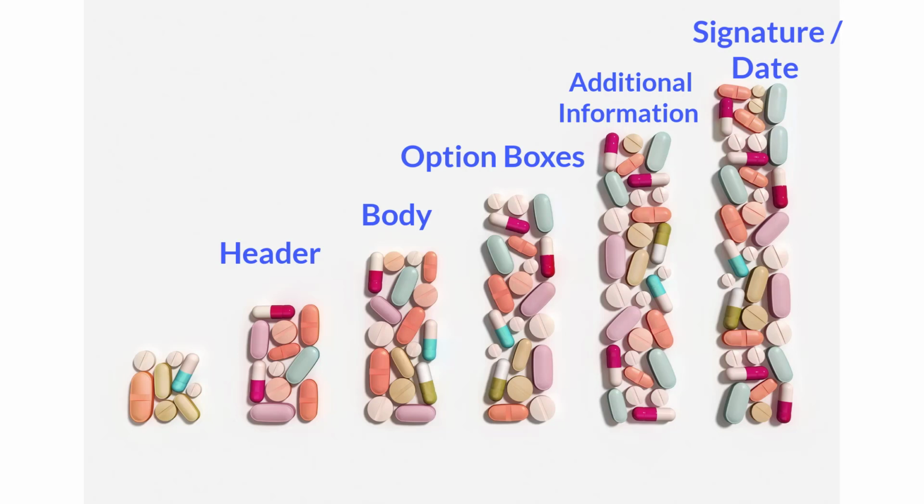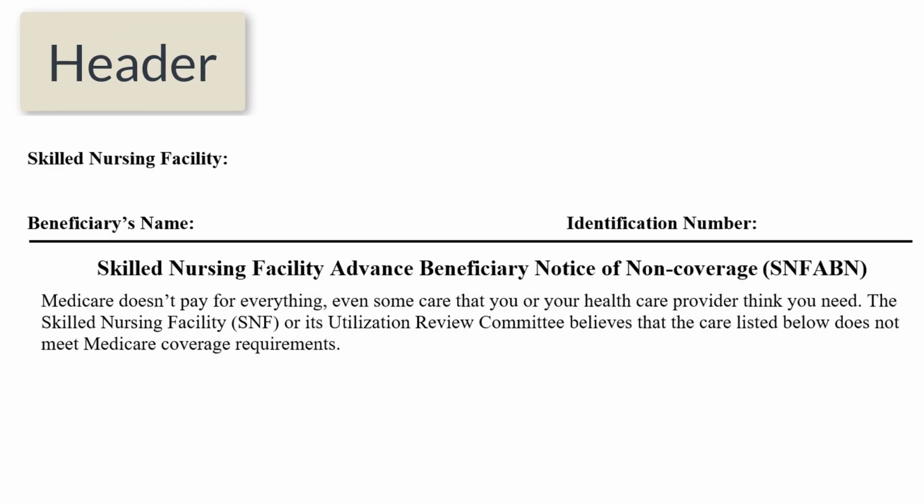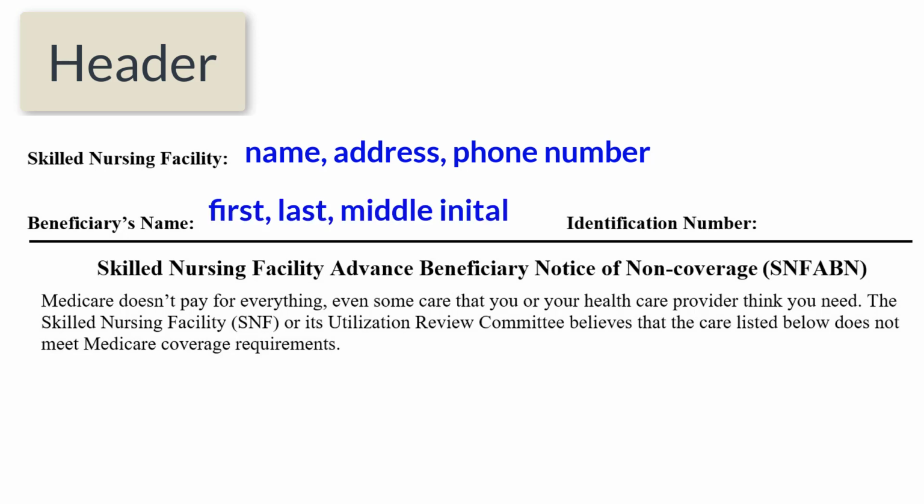WPS has recently seen an increase in provider errors in the header, body, and signature and date sections of the SNF ABN. Let's start with the header. In the header, providers should include at a minimum the following SNF information: the SNF's name, address, and phone number. This information is often missing in the recent forms WPS has received.